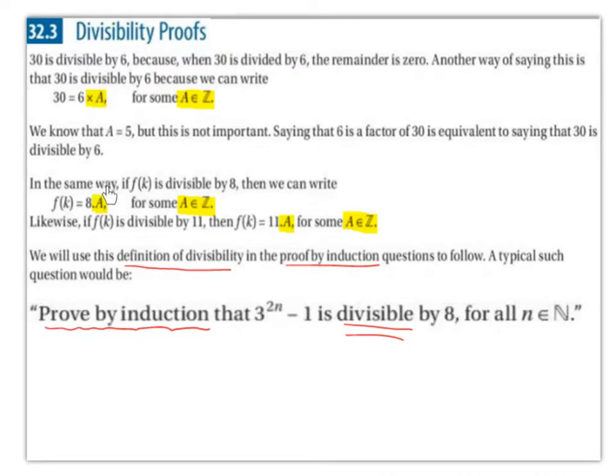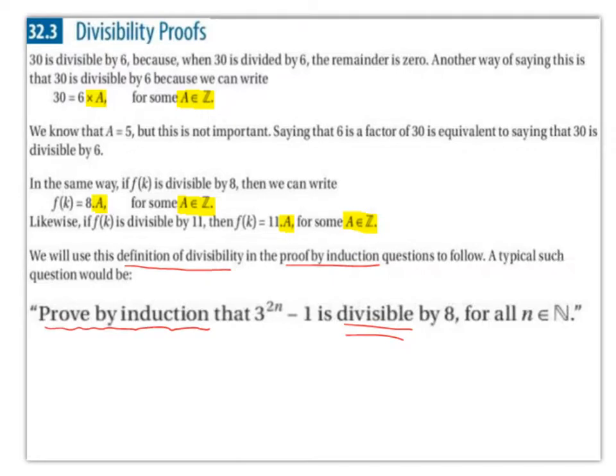In the same way, if f of k is divisible by 8, then we can write f of k equals 8 multiplied by a for some a value, an element of the integer set. Likewise, if f of k is divisible by 11, then f of k is equal to 11 multiplied by a for some a value, an element of the integer set. So some positive or negative whole number. We will use this definition of divisibility in the proof by induction questions to follow.